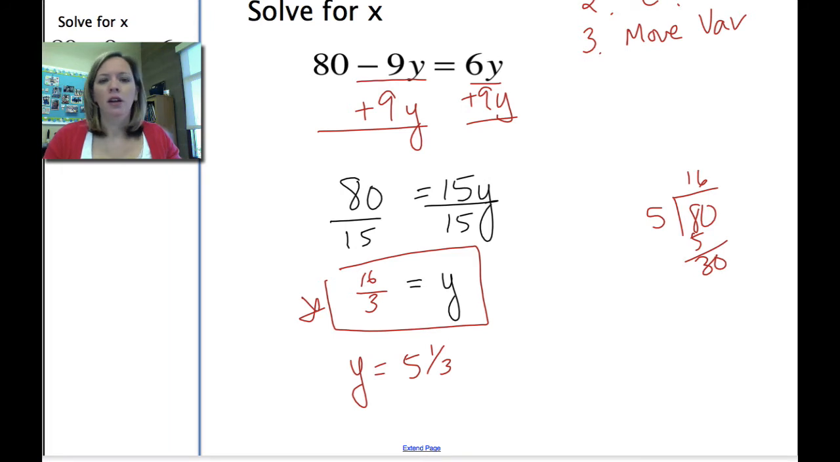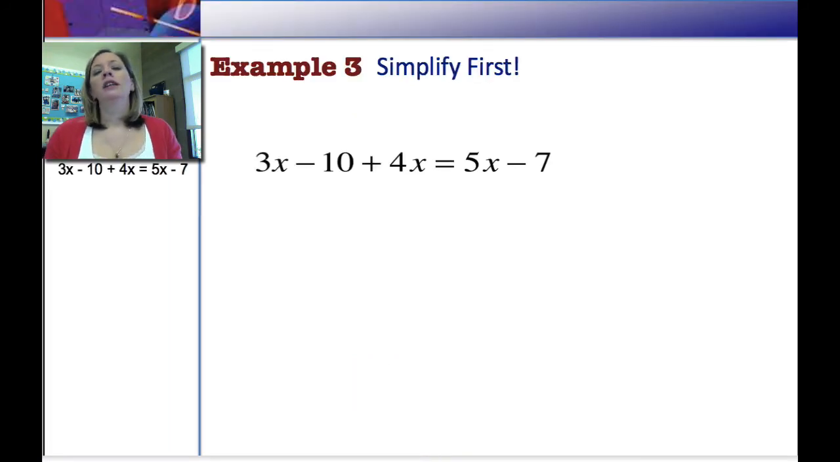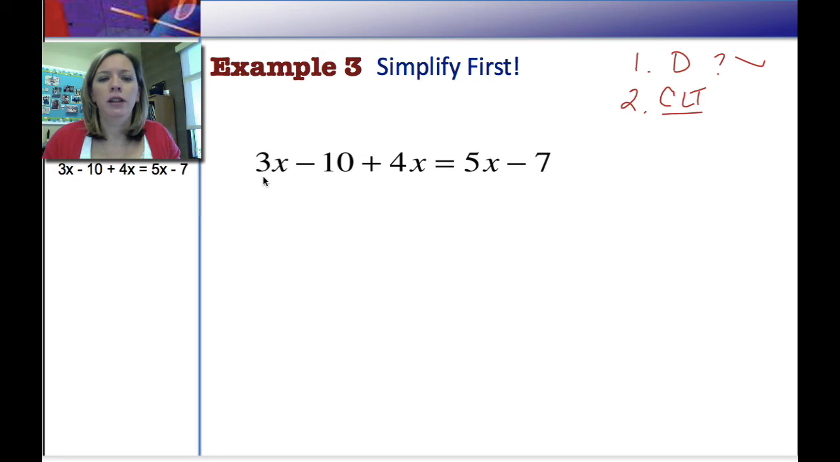fraction. All right. Let's look at a case where we do have to do one of those steps 1 or 2 first. So step 1, distribute. Nope, we're good to go there. But step 2, combine like terms. Oh, we totally have like terms that we could combine here on the left side of the equation. We have 3x and we have 4x. So we want to combine those first. 3x plus 4x is 7x. So we have 7x minus 10 equals 5x minus 7.